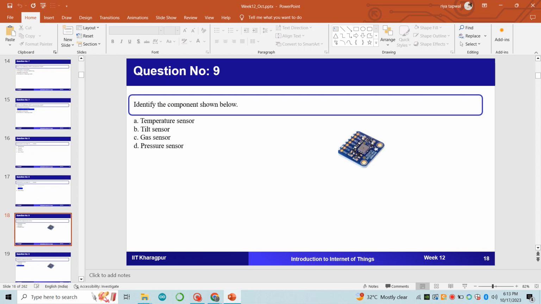Next question is, identify the components given here. So this is the figure. Options are temperature sensor, tilt sensor, pressure sensor. Tilt sensor. Okay, anyone else? D. B. Okay, anyone else?